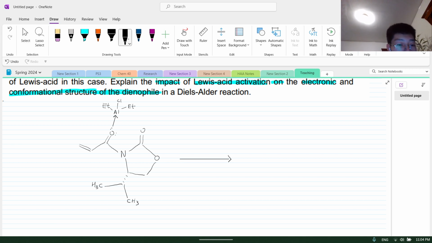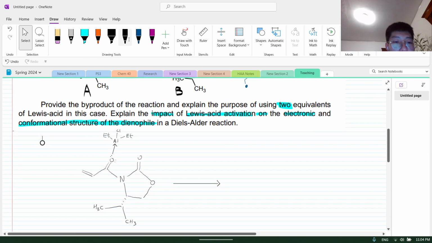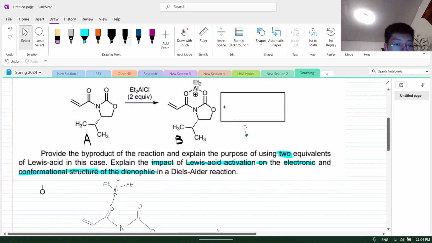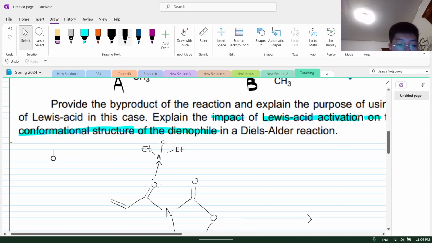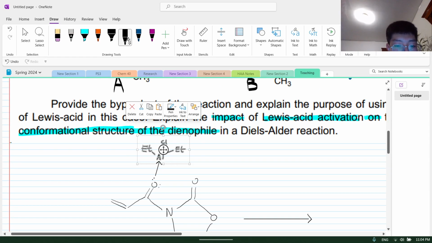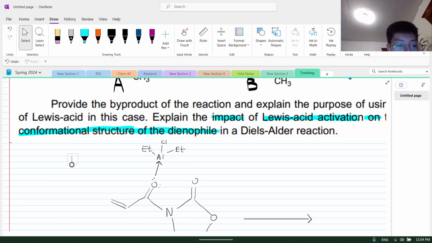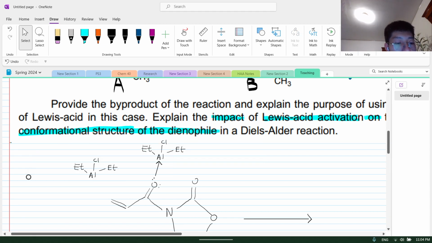I mean, we have to think about why we even need electron withdrawing groups on an alkene in the first place such that a Diels-Alder reaction can even occur. It's to lower that LUMO of the alkene so that you can actually have a viable Diels-Alder reaction. Okay, but the question says that we're adding two equivalents of Lewis acid, so let's draw out another molecule of this Lewis acid, and imagine what might happen if we add in the second equivalent of Lewis acid.